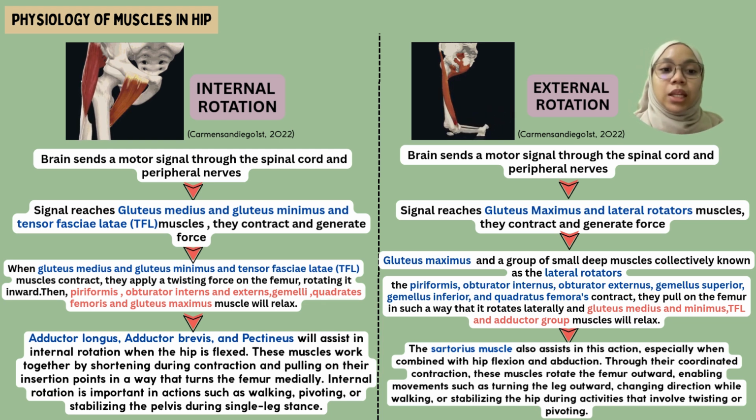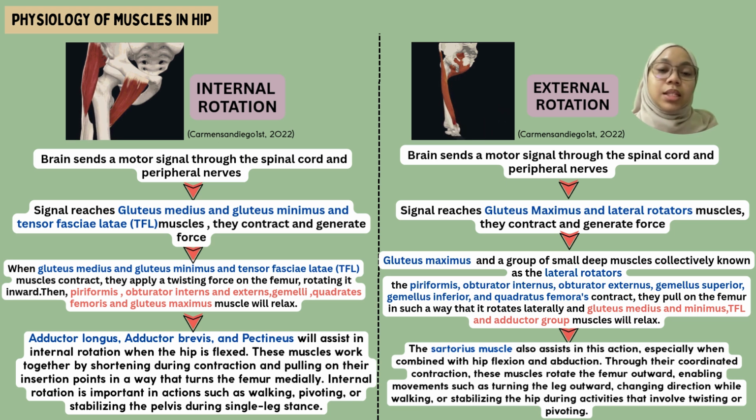Other muscles like adductor longus, adductor brevis, and pectineus will assist in internal rotation when the hip is flexed. So these muscles work together by shortening during contraction and pulling on their insertion point in a way that turns the femur medially. Internal rotation is very, very important because when we want to do actions like walking, pivoting, or stabilizing, it also helps stabilize our pelvis during a single leg stance.